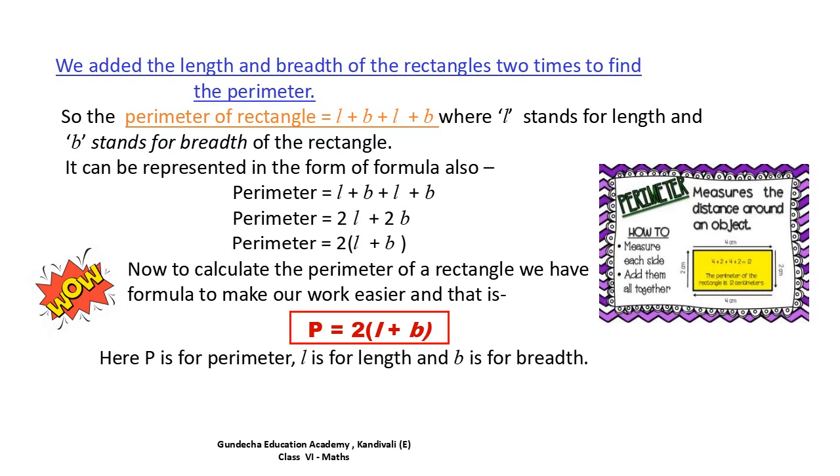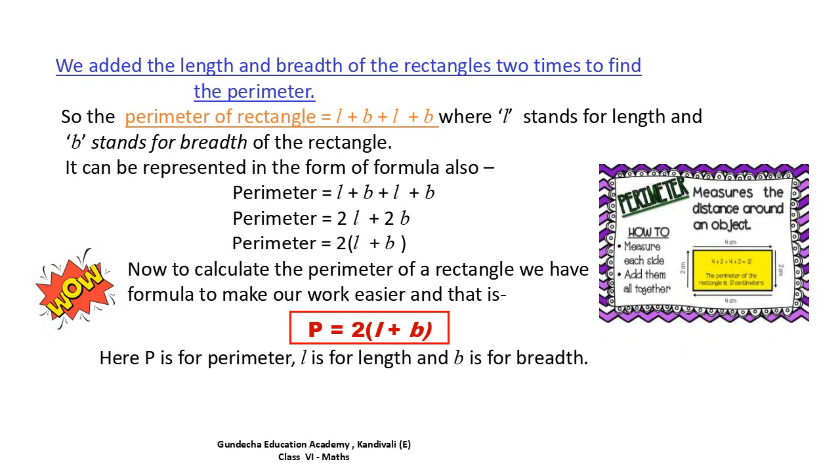A simple example is given in the box in the slide. There you can see one yellow color rectangle. The length of the rectangle is 4 cm and breadth is 2 cm. The perimeter will be equal to 4 plus 2 plus 4 plus 2, that comes to 12 centimeters.